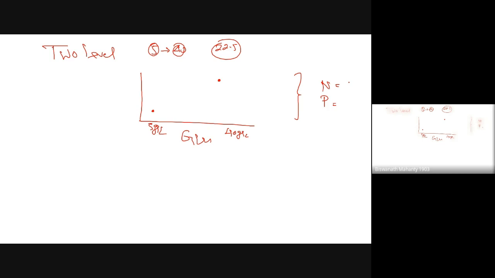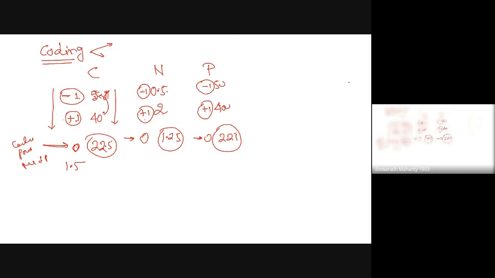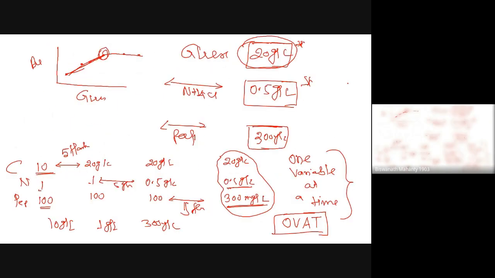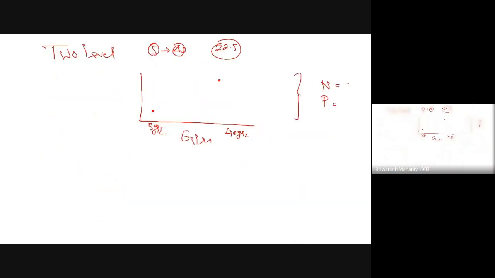So for example, I keep it at what level? 1 and 100, for example. So nitrogen everywhere I'm keeping 1, phosphorus keeping at 100. Now, for example, this is biomass. I have done only 2 studies, 5 and 40.